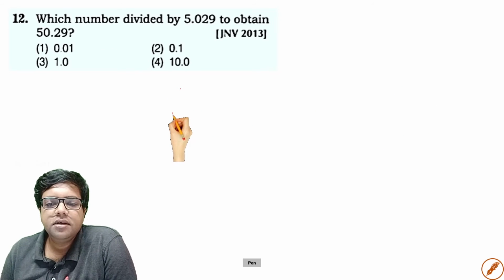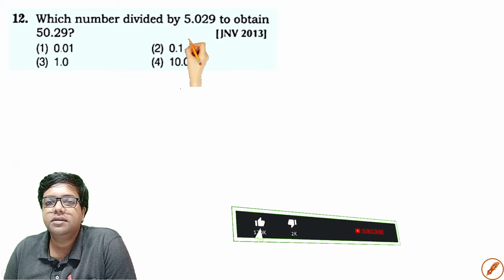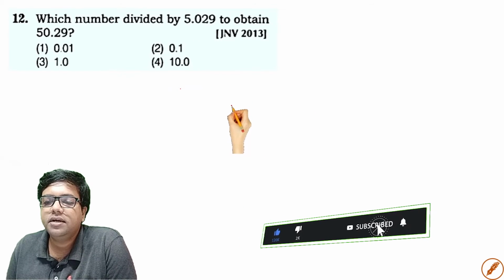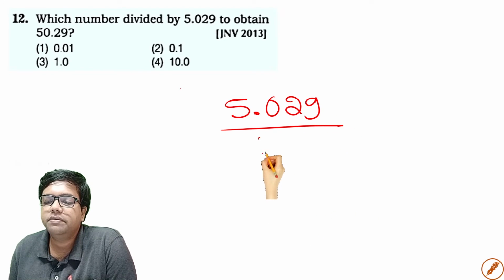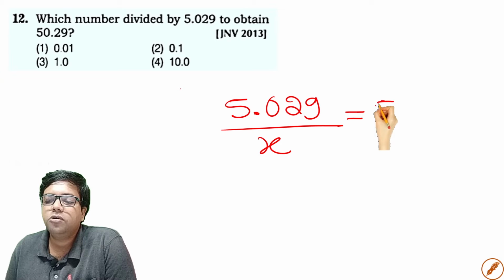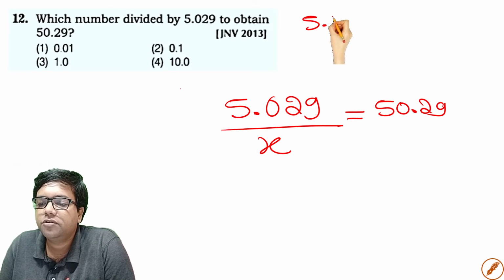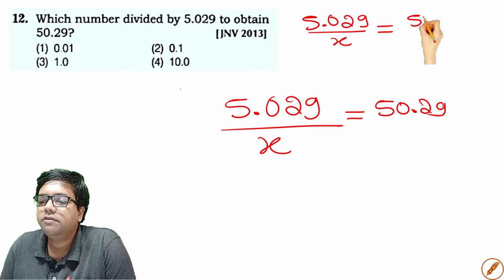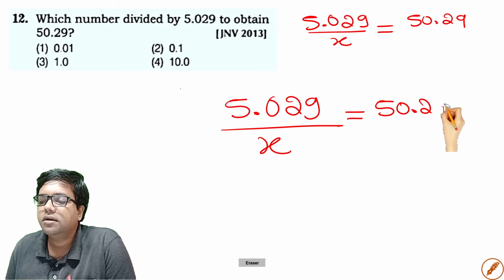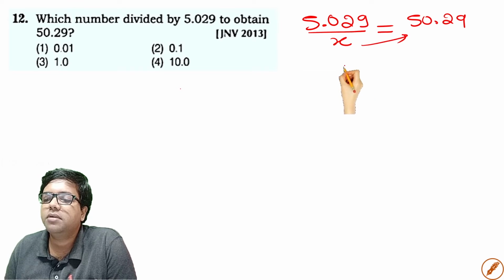So let's move ahead. Which number divided by 5.029 gives 50.29? So you are dividing a number by another number which we don't know. We will call it x in order to obtain 50.29. Let me write it in short form: 5.029 divided by x will give you 50.29. So very simple, cross multiply, right?